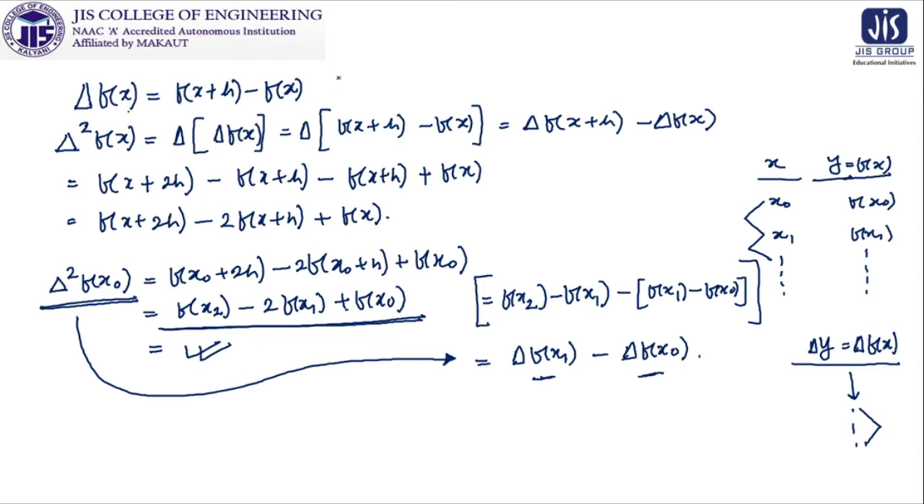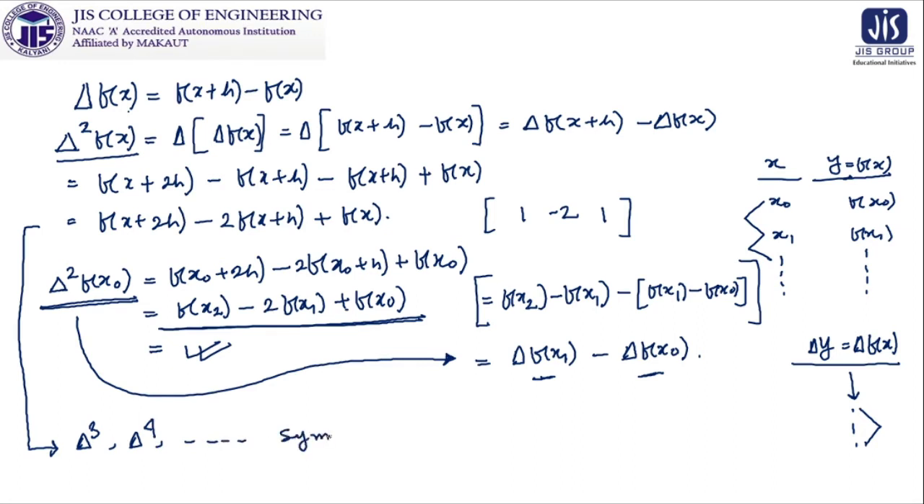Not only that, before going to this part, I just want to mention that if you look at the coefficients of this del 2 f x, you will get 1, minus 2 and 1. My question is, please have some brainstorming over here: in the case of del 3 and del 4, can you find the symmetry through which you can directly write their expressions?